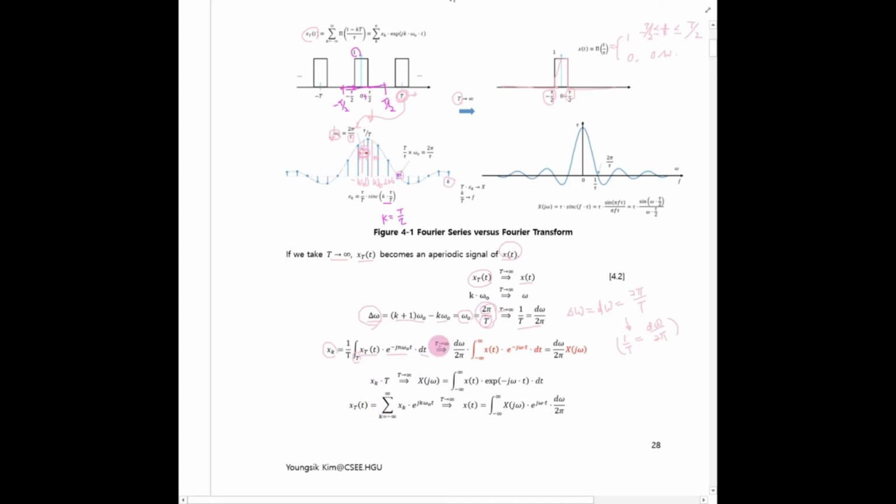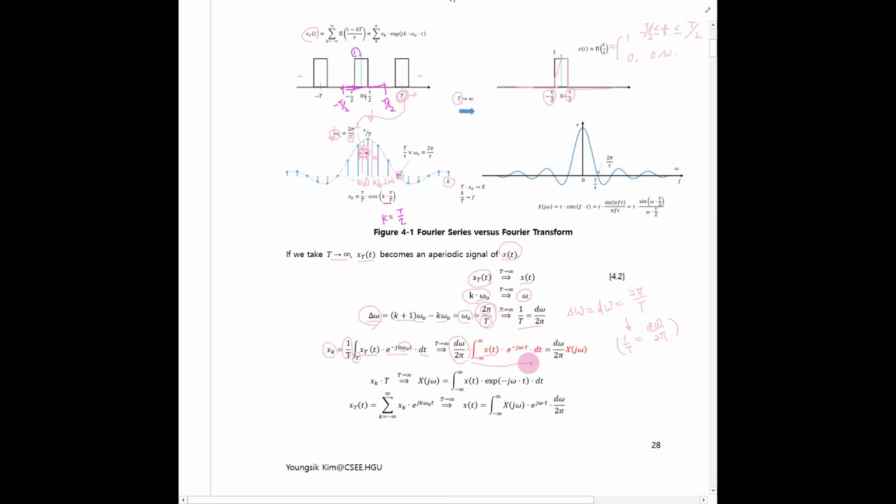But when the period goes to infinity, the integration domain goes from minus infinity to infinity, and 1 over T should be replaced by d omega over 2 pi. And x(t) is no longer periodic, so we replace x(t). The basis function now, n omega 0 becomes omega, okay? k omega 0, the kth harmonic, is given as omega. So we just replaced n omega 0 with omega, and it becomes this kind of equation.